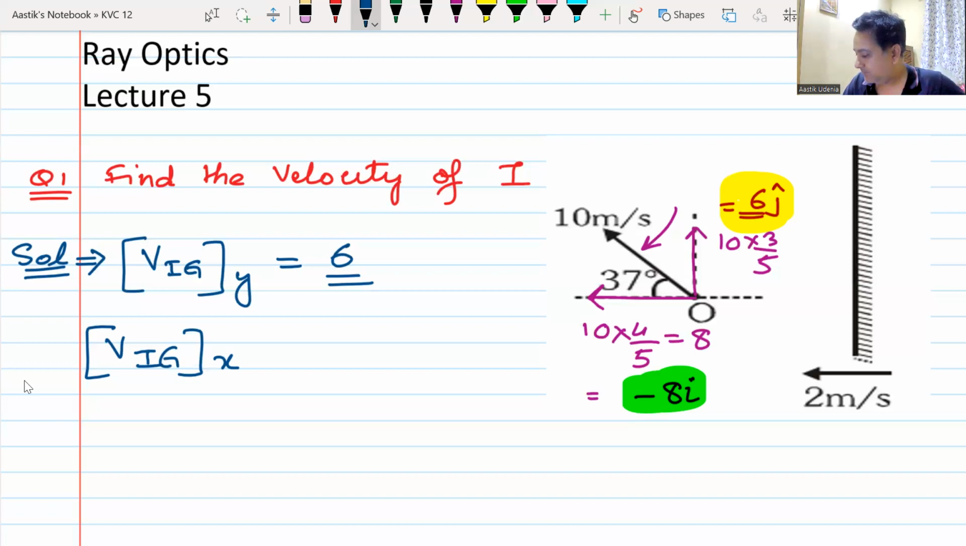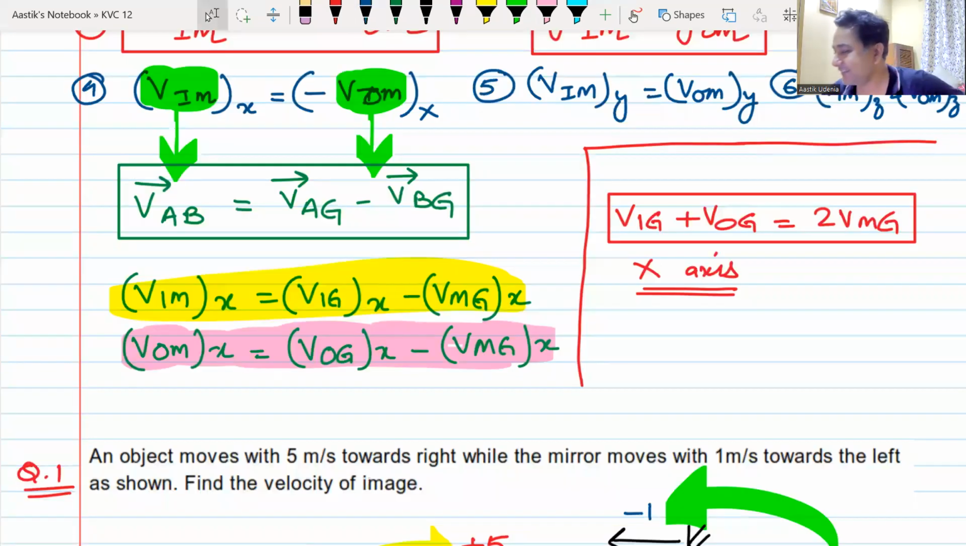Velocity of image with respect to ground plus velocity of object with respect to ground equals 2 into velocity of mirror with respect to ground. Yes, yes. So now I have some ray of hope. Velocity of image with respect to ground, I am coloring it with yellow color. Velocity of image with respect to ground plus velocity of object with respect to ground is 2 times velocity of mirror with respect to ground along the x-axis. That is the formula that we had to use.